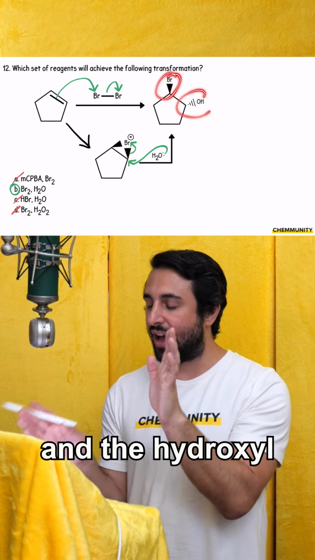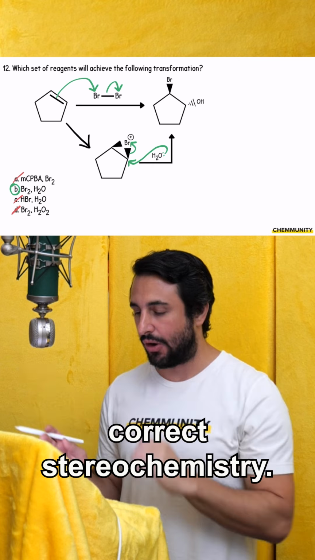We get the bromine and the hydroxyl where we want them and the correct stereochemistry. So that will be B.